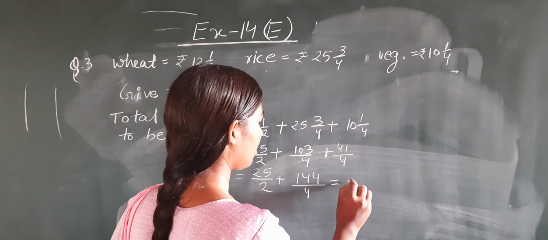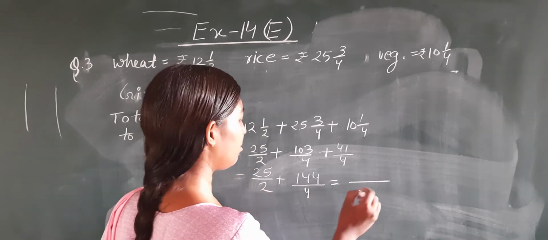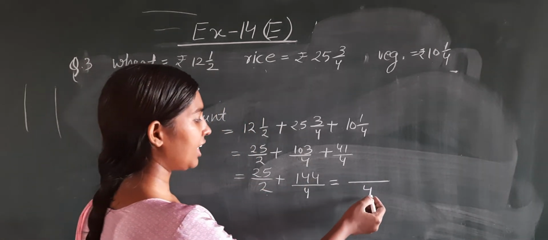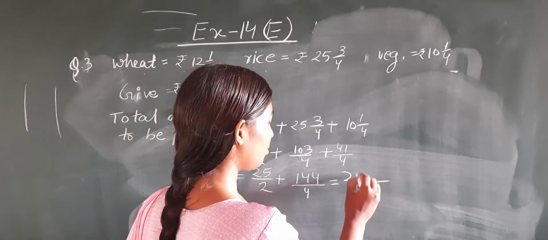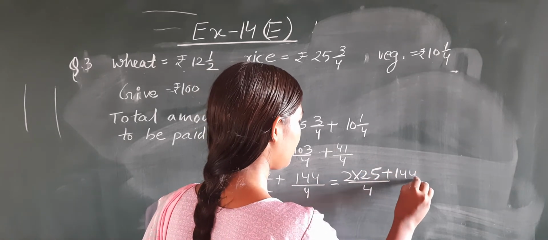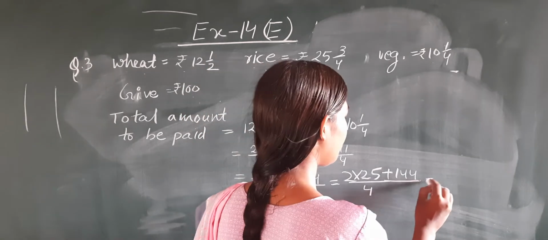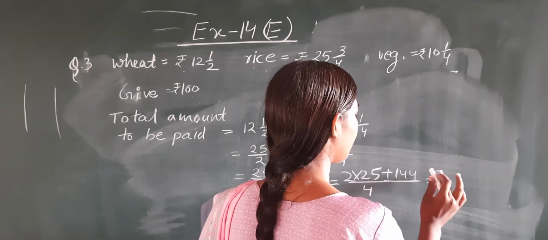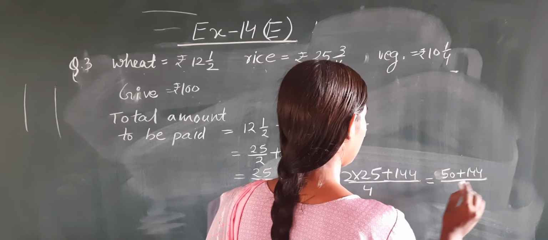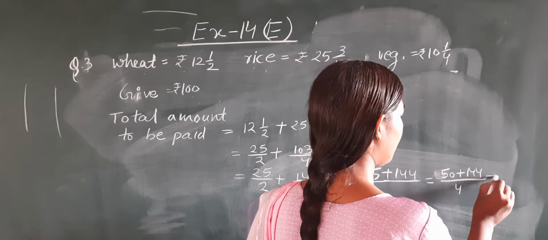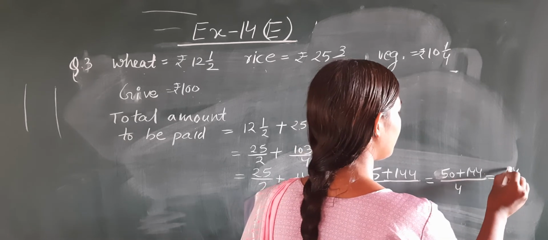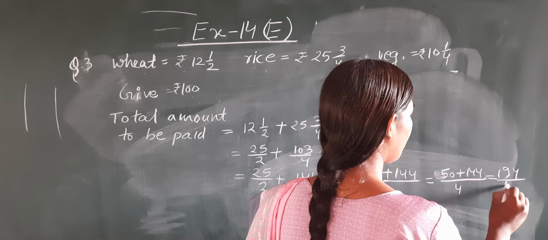Okay, and here again I am taking the LCM, it is coming 4, and then in the 2 table how many times is this 4 coming? 2 times. So 2 multiply 25 plus 144. See how much is coming? 2 into 25 is 50 plus 144 upon 4, and 50 plus 144 will be 0 plus 4 will be 4, 4 plus 5 will be 9 and here 1 upon 4.